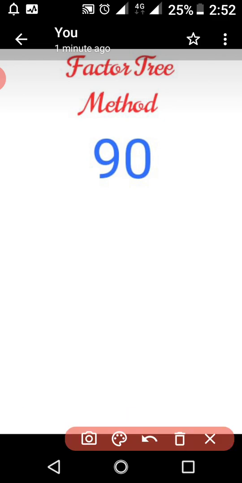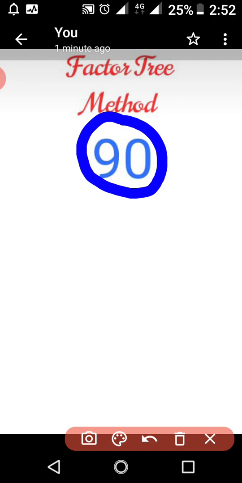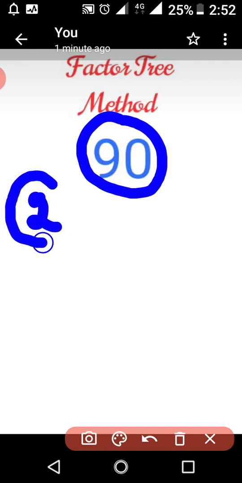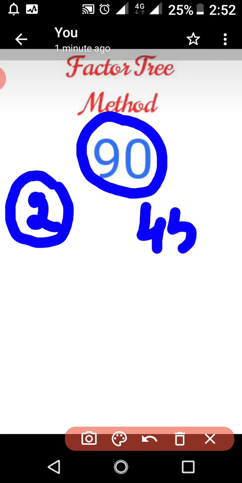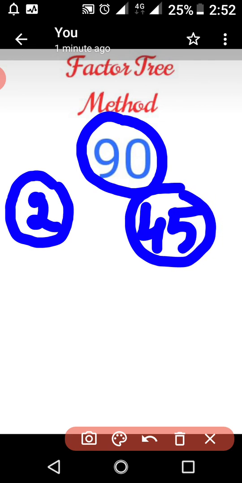Now I will explain first question 90 by factor tree method as well as division method also. First, let us see how to do by using factor tree method. Here take number 90. Now check with the first prime number 2. Is it divisible by 2? Yes, it is divisible by 2. Write here 2. 2 how many times is for 90? 2 45 times is a 90.